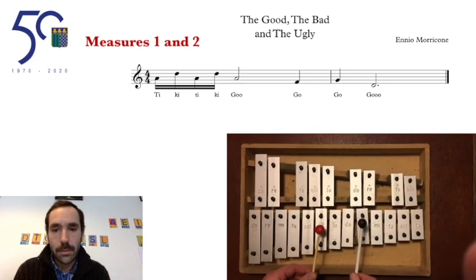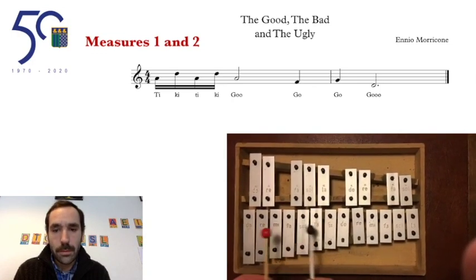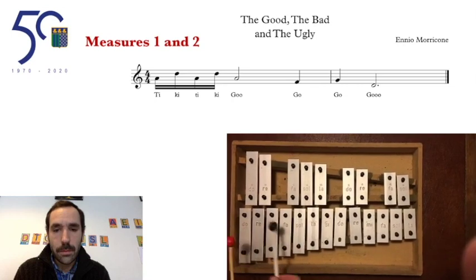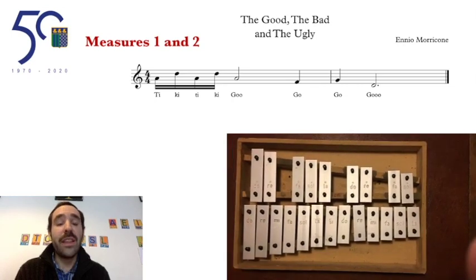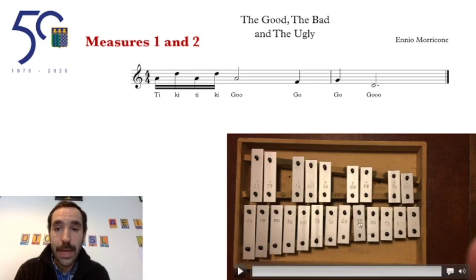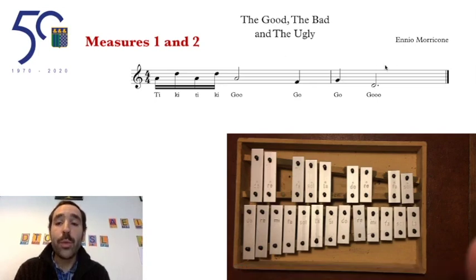1, 2, 3, 4. So that is the first part. A, D, A, D, A, F, G, D. Remember, we have 2 D notes: the high one, this one, and the low one, this one. And we also have a dotted half note that lasts 3 beats.